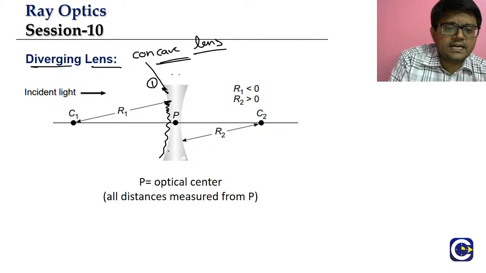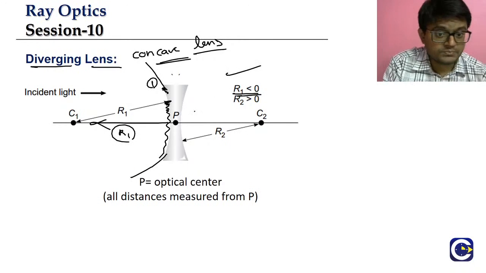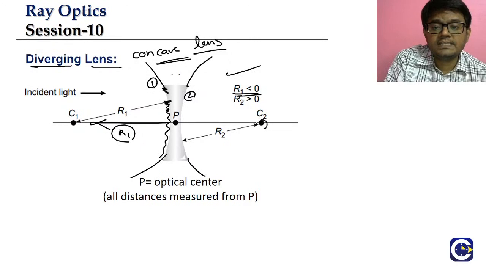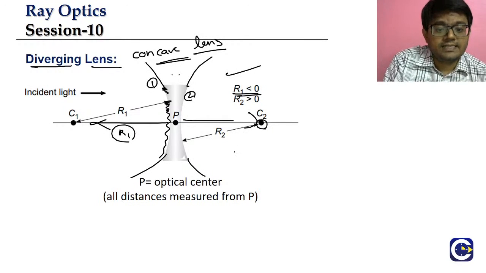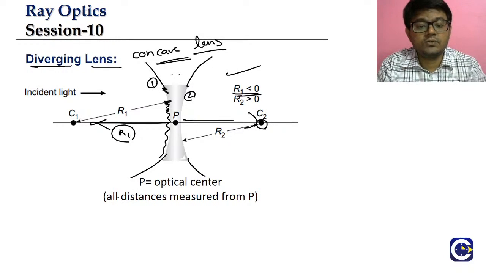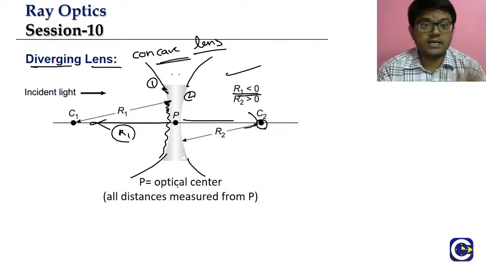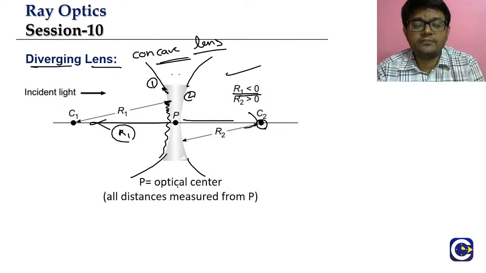So for this, where is the corresponding sphere center? It is here, left side. So we will measure the R1 to the left side here. That's the reason why it is what? Negative. What about the refracting surface 2? Look at this. The corresponding center will be here. So we will measure the R2 to the right side. Okay. So here also all the distances are going to be measured from the optical center. So this is about the way we look at the measurement of R1, R2 for a concave lens.